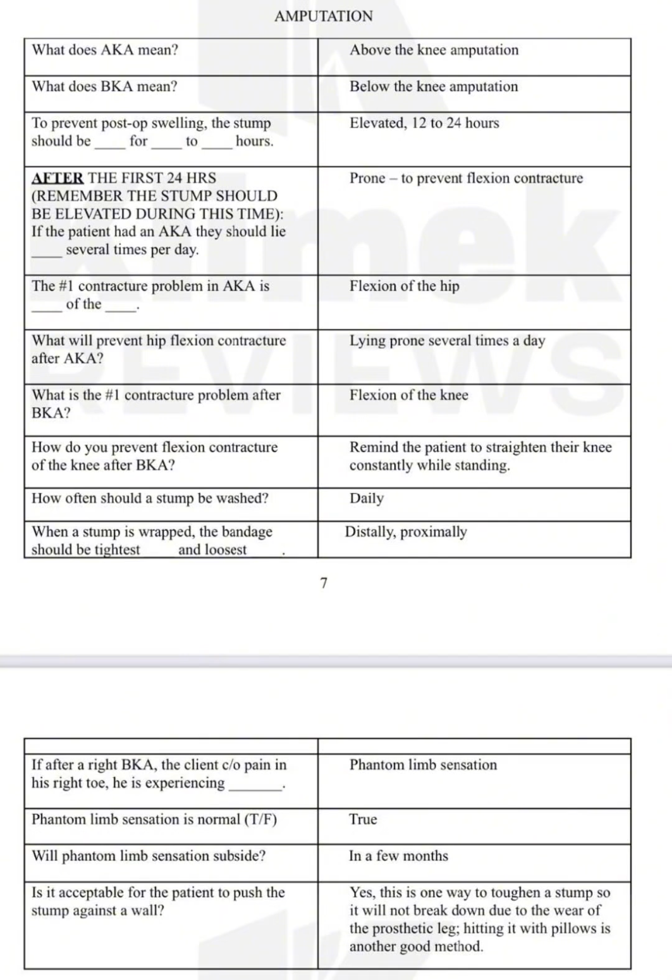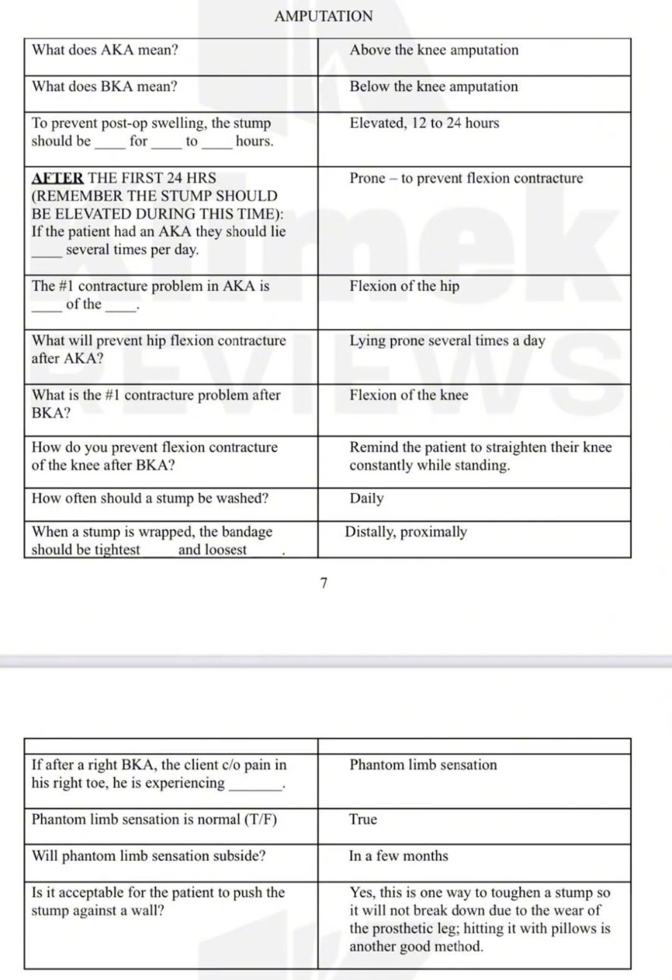7. What is the number one contracture problem after BKA? Answer: flexion of the knee. Rationale: after a BKA, the biggest issue is the knee becoming stuck in a bent position. This makes it harder for patients to use a prosthetic leg later, so nurses focus on keeping the knee straight.